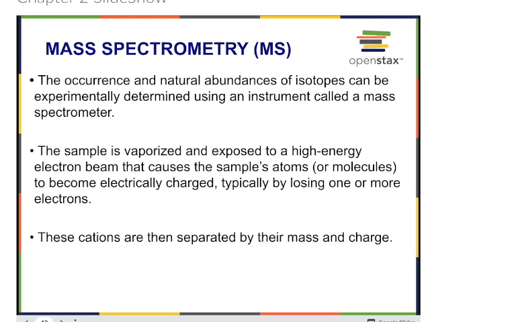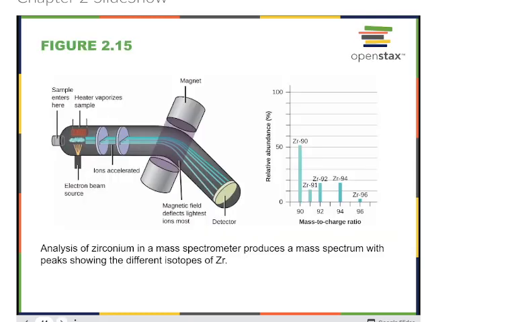The way that we find the average abundance of isotopes in nature is via mass spectrometry. The occurrence and natural abundance of isotopes can be experimentally determined by using this instrument called a mass spectrometer. The sample is vaporized and exposed to a high-energy electron beam that causes the sample's atoms to become charged, and typically they lose electrons. These cations are then separated by their mass and charge. Now, if you don't understand the whole process of mass spectrometry, that's okay. The important part is looking at this table right here.